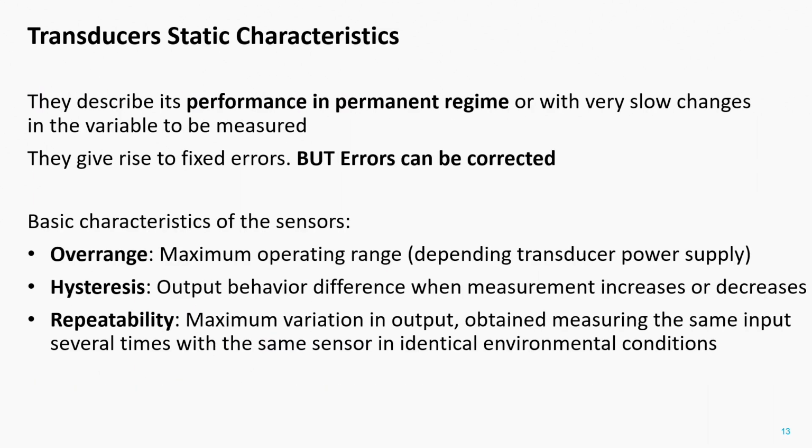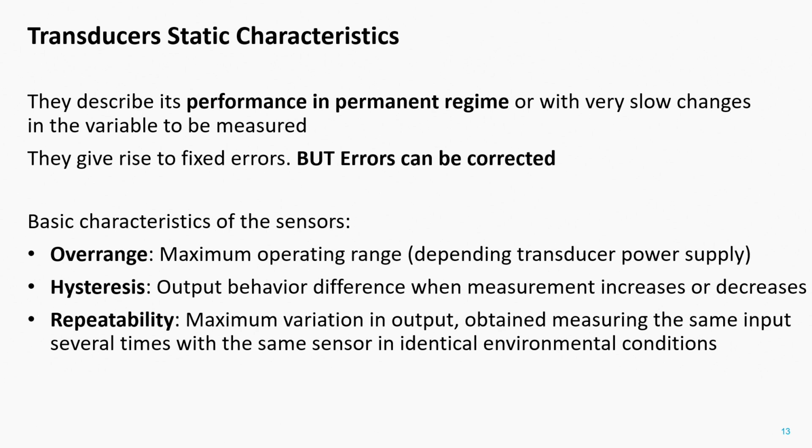We can even describe the transducer static characteristics, as they describe their performance in permanent regime, or facing small changes in the input variable they measure. It is important to take into account that this kind of characteristics may give rise to fixed error, but those errors can always be corrected through calibration. Both errors and calibration process are described at the end of this video.